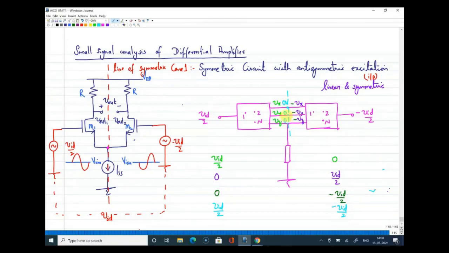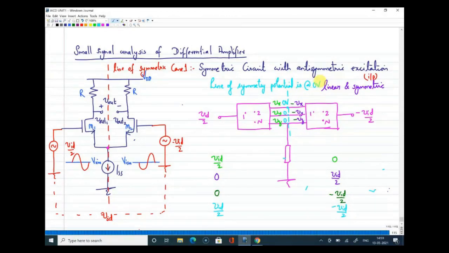Alright, so why is it 0? Because you got opposite magnitudes, right? Vx on one side and minus Vx on the other side. So the sum there will be equal to 0. So what is the takeaway from here? When you have a symmetric circuit and you are providing anti-symmetric excitation, the line of symmetry potential will be at 0 volt.